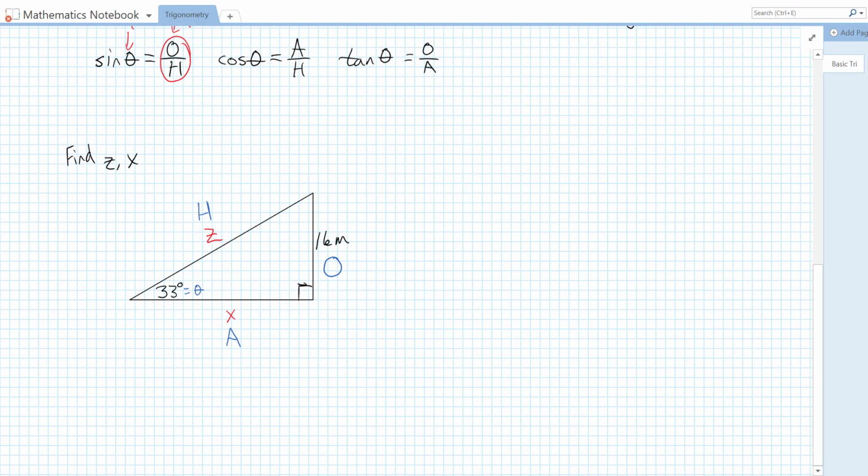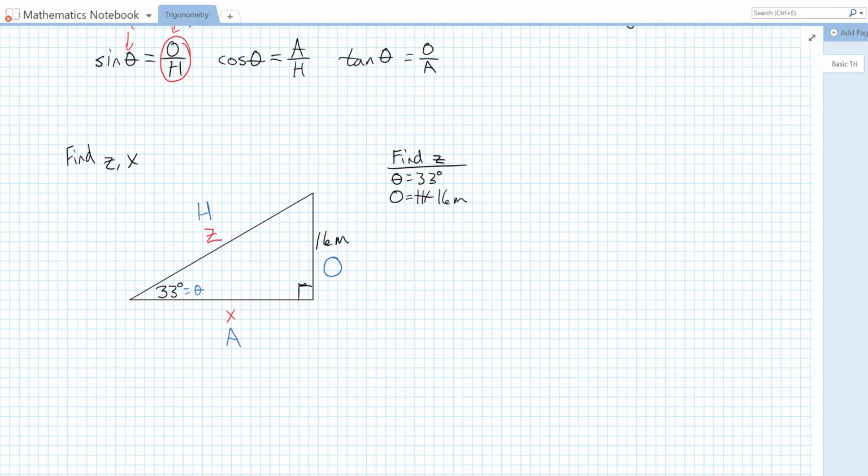So we can start by choosing which variable to solve for. Let's start by finding z. In this case, we have two variables that are given. We're given theta equals 33 degrees, and we're given 16 meters, and I'm going to label that O is equal to 16 meters.